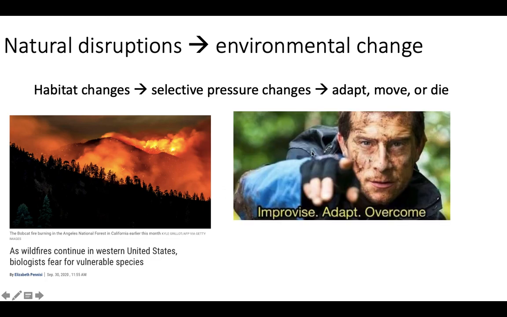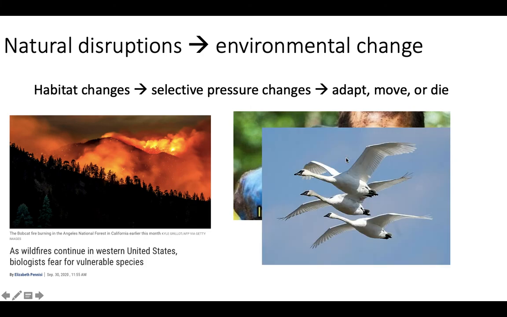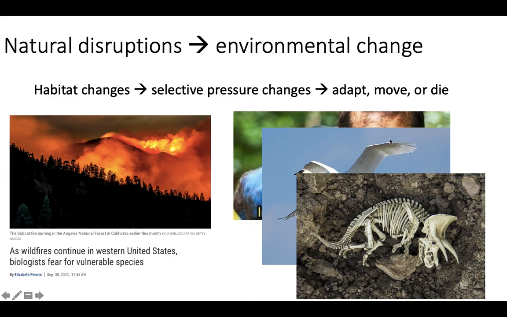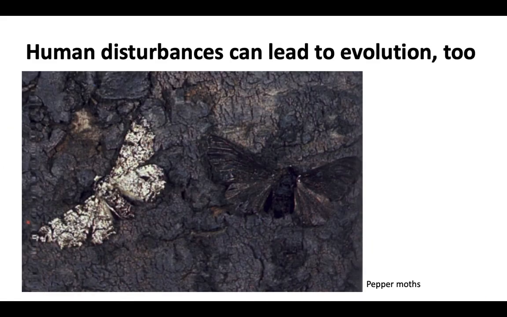Are you going to adapt? Are you going to evolve? Are you going to migrate, move, and never come back, or are you going to perish? And it's not something that species actively think about, right? It's sort of a fight or flight type thing. And evolution is totally random, keep that in mind. It's not something they're deciding to do, they don't decide to adapt. But these are ultimately the three outcomes when a natural disruption comes through an ecosystem.